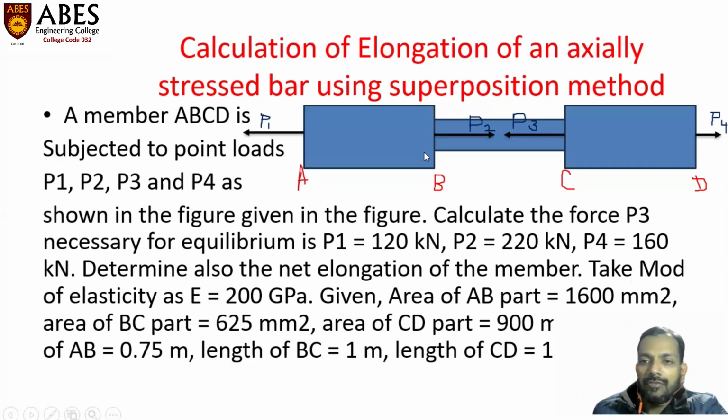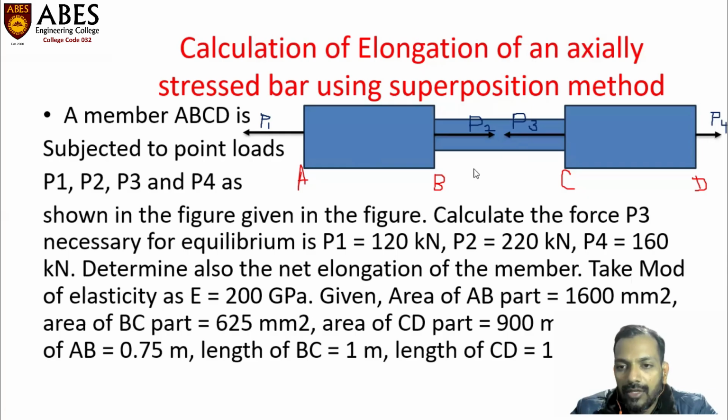And first of all, we need to find what is the total value of P3, because out of these four forces in the question, P1, P2, P3 and P4, three forces are given and one force is not given. Okay, it is unknown. So let's read out the question carefully first of all.